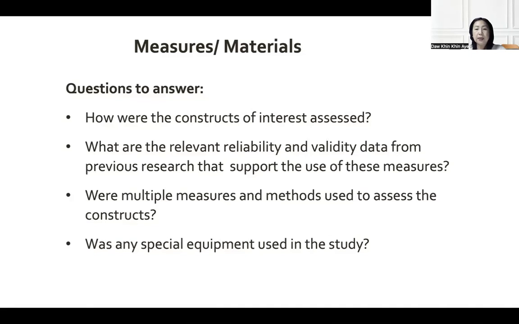Now, here again, right? What are the questions to answer again? How were the constructs of interest assessed? What are the relevance, reliability, and validity data from previous research that support the use of these measures? Were multiple measures and methods used to assess the same construct? Was any special equipment used in the study?